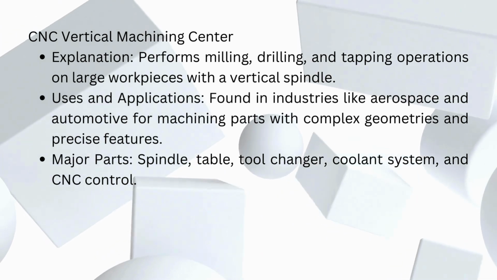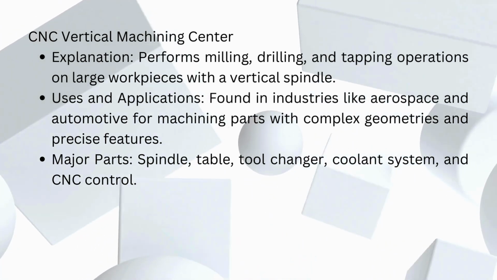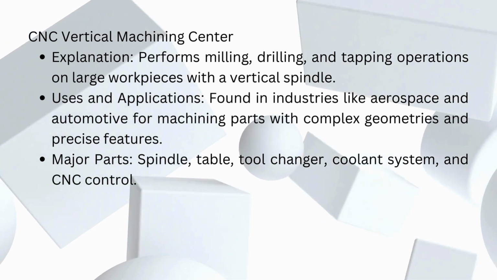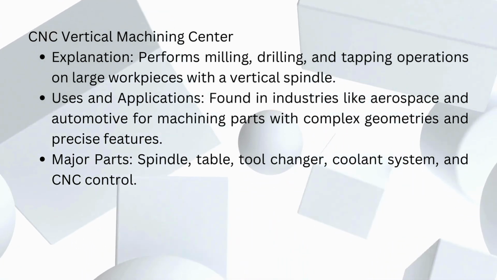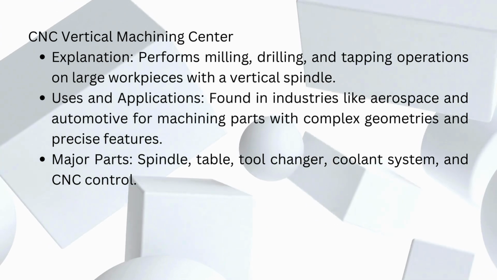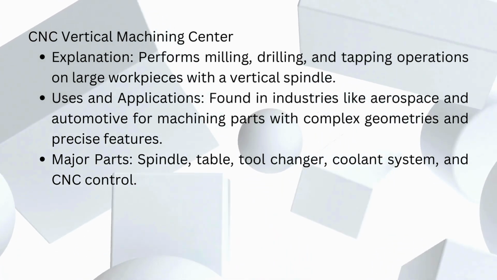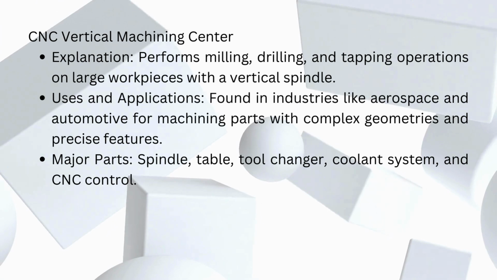CNC vertical machining center. Explanation: performs milling, drilling, and tapping operations on large workpieces with a vertical spindle. Uses and applications: found in industries like aerospace and automotive for machining parts with complex geometries and precise features. Major parts: spindle, table, tool changer, coolant system, and CNC control.